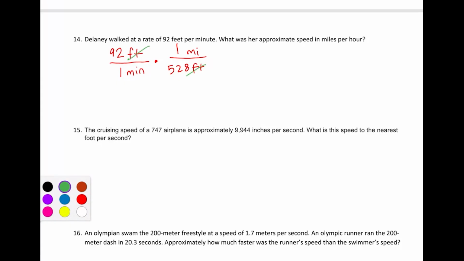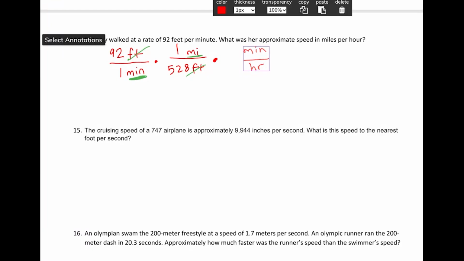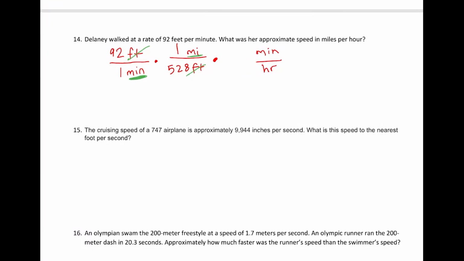Now I do want this one down here. Whatever this multiplies out to be will give me miles per minute. But what I really want is miles per hour. So I'm going to multiply by one more fraction here to get rid of those minutes and replace it with hours. I'm going to put the minutes on top, the hours on the bottom. When you're dealing with these rates, the unit that comes after the word per, like per hour or per minute, is going to be in the denominator.